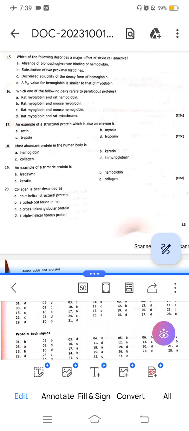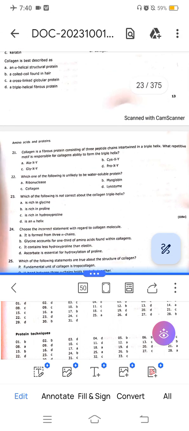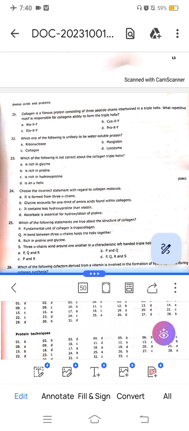Then collagen is best described as an alpha helical structural protein or a coiled coil found in hair, a cross-linked globular protein, or a triple helical fibrous protein. The actual answer is D. That means a triple helical fibrous protein. Then next, the 21st question. Collagen is a fibrous protein consisting of 3 peptide chains intertwined in a triple helix. Which repetitive motif is responsible for collagen's ability to form the triple helix? 21. Correct answer is actually C, glycine-X-Y.